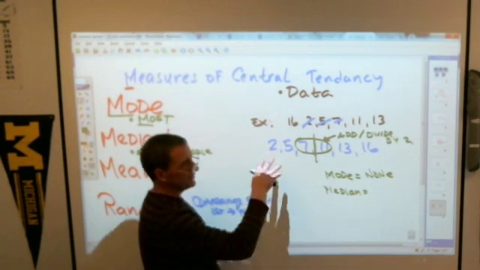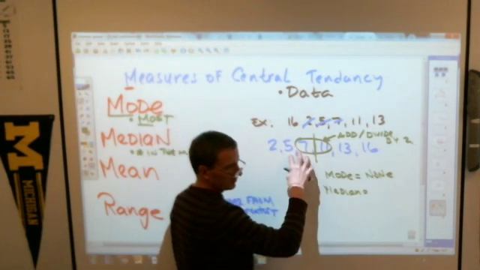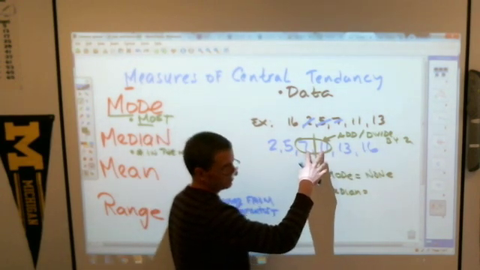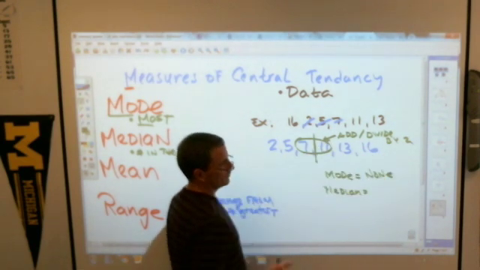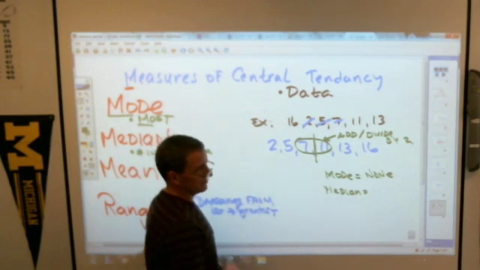Okay, so if there's an even number of numbers, then you have to do this whole average thing. If there happened to have been another number there, then there would have been a middle number, and we'll do another example where there's an odd number and you'll see there is a middle number there.